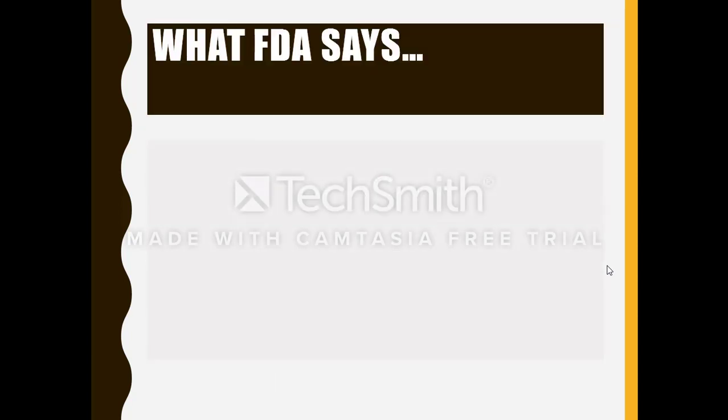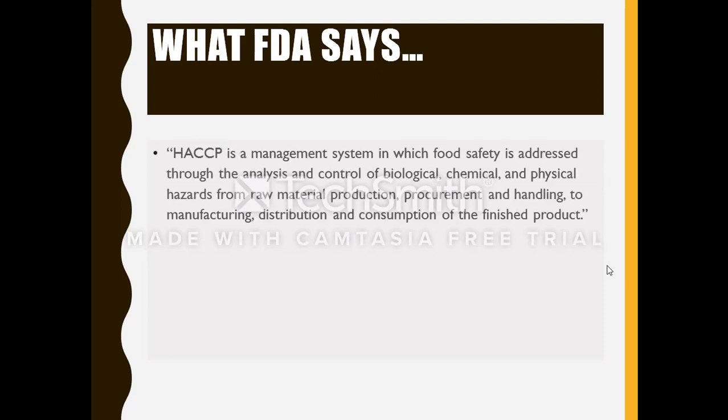What does the FDA say? What's the official definition of HACCP provided by the FDA? HACCP is a management system in which food safety is addressed through the analysis and control of biological, chemical and physical hazards from raw material production, during procurement and handling, to manufacturing, distribution and consumption of the finished product.